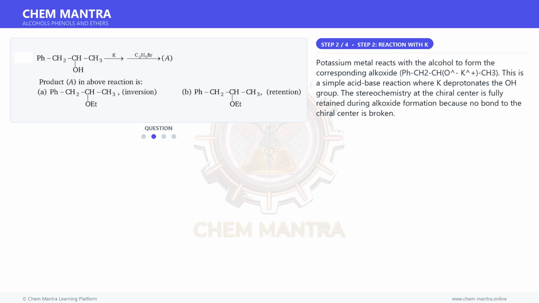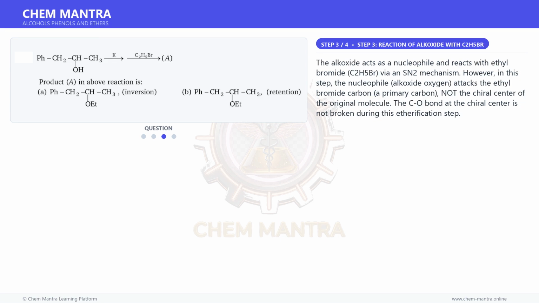Moving on to the next step. Potassium metal reacts with the alcohol to form the corresponding alkoxide, PhCH2CH(OK+)CH3. This is a simple acid-base reaction where K deprotonates the OH group. The stereochemistry at the chiral center is fully retained during alkoxide formation because no bond to the chiral center is broken.